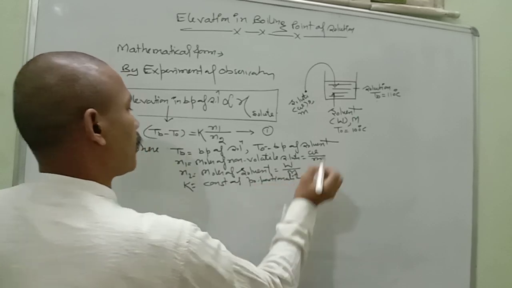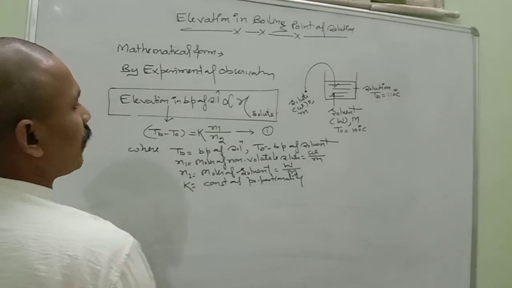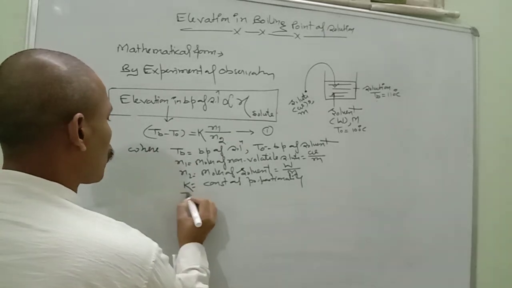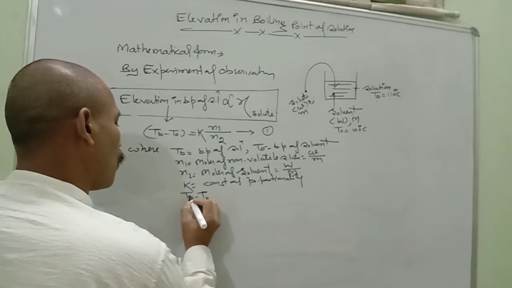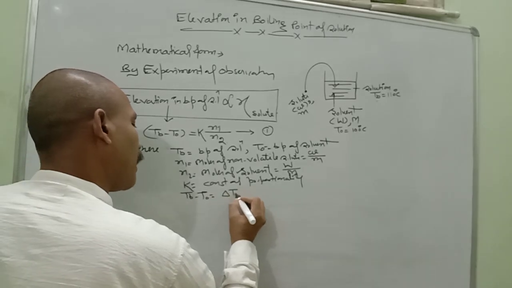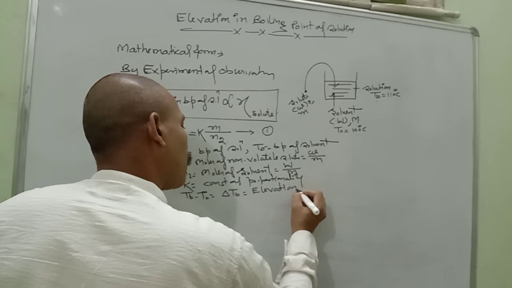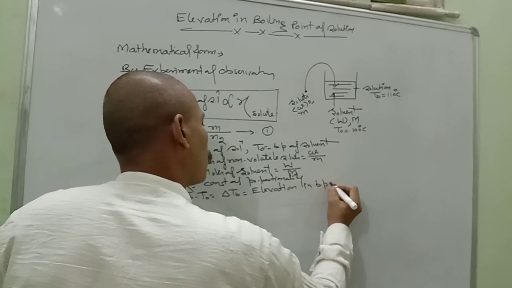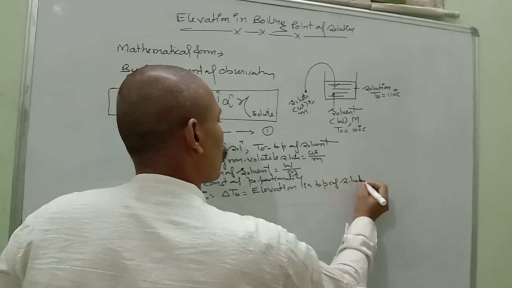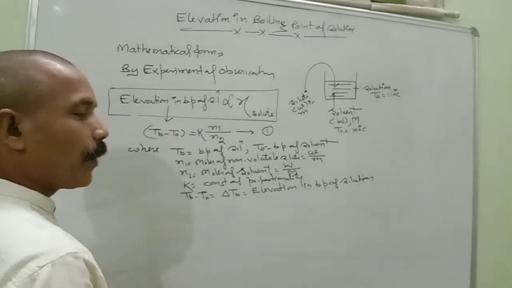Proportionality. So by putting the value of N1 and N2 in equation 1, also TB minus T0 is equal to delta TB. How much did it increase? This is actually the elevation in boiling point of the solution. It is the elevation in boiling point of the solution.